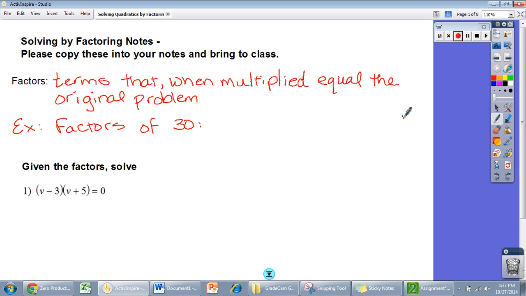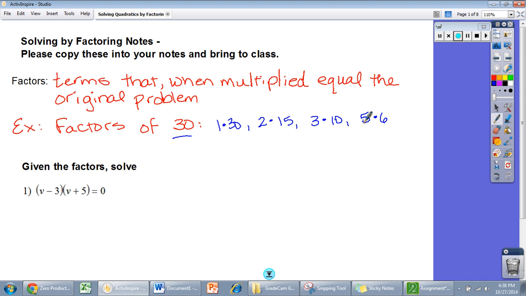So for example, if we're going to talk about the numbers that are factors of 30, we can say 1 times 30, 2 times 15, 3 times 10, and lastly 5 times 6, because either of these, when multiplied, will get our original number 30.